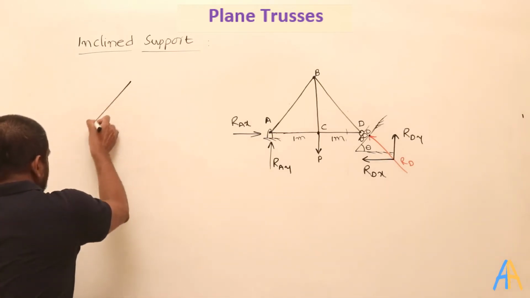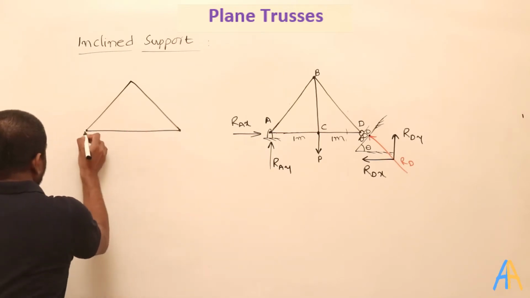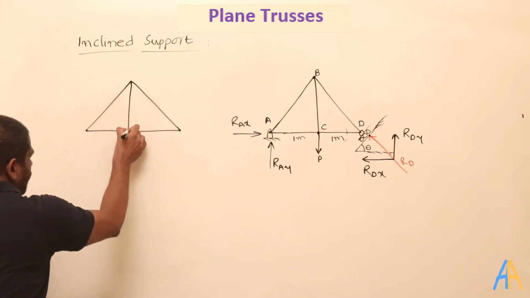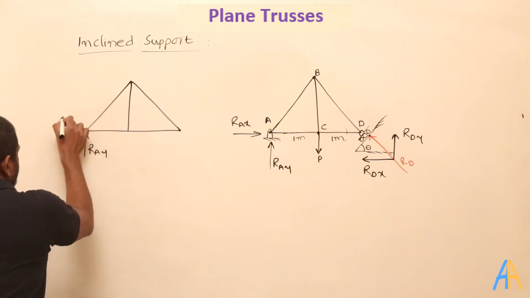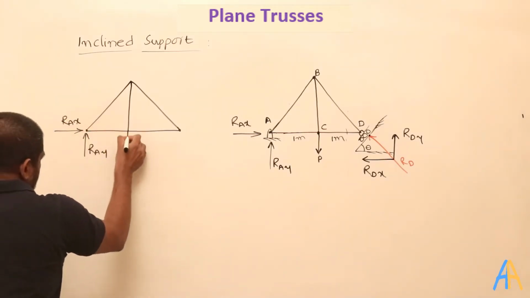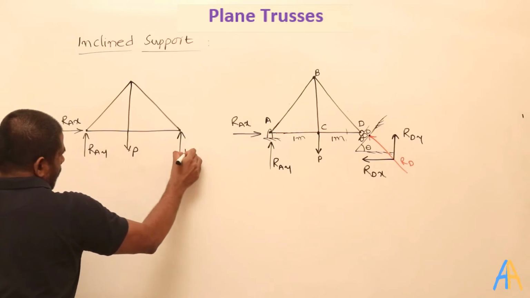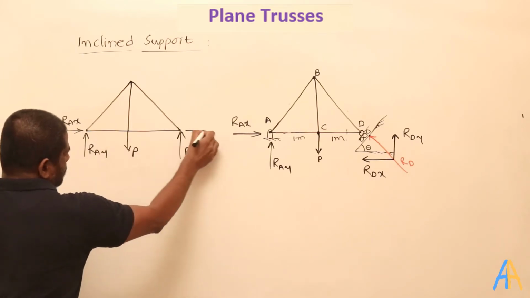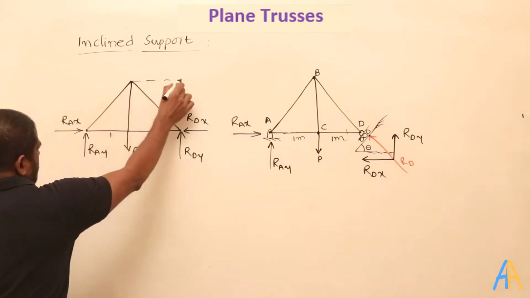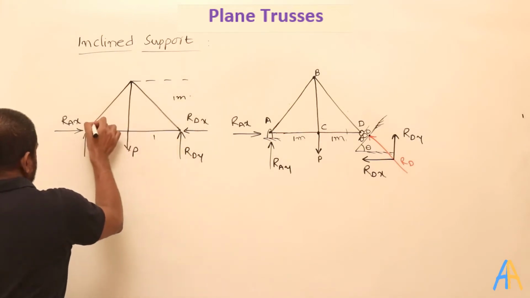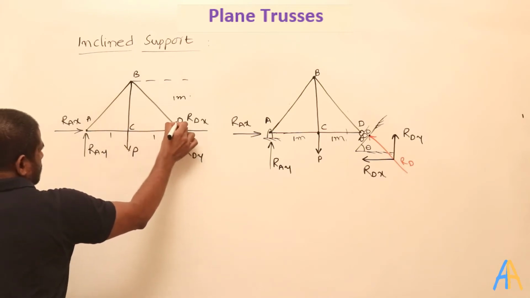For example, if I draw the diagram again here, this is the diagram, and here at point A, this is the RAY and this is the RAX, and here this is the P, and here again this is the RDY, and then this is the RDX. This is 1 meter, 1 meter, and of course the height is also 1 meter. This is the point A, B, C, and then this is the point D here.